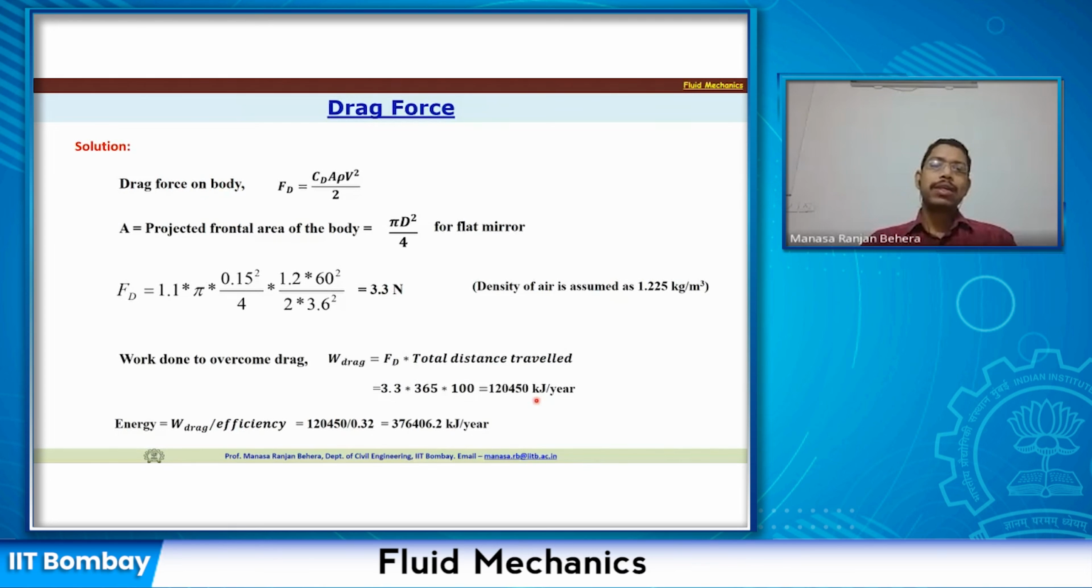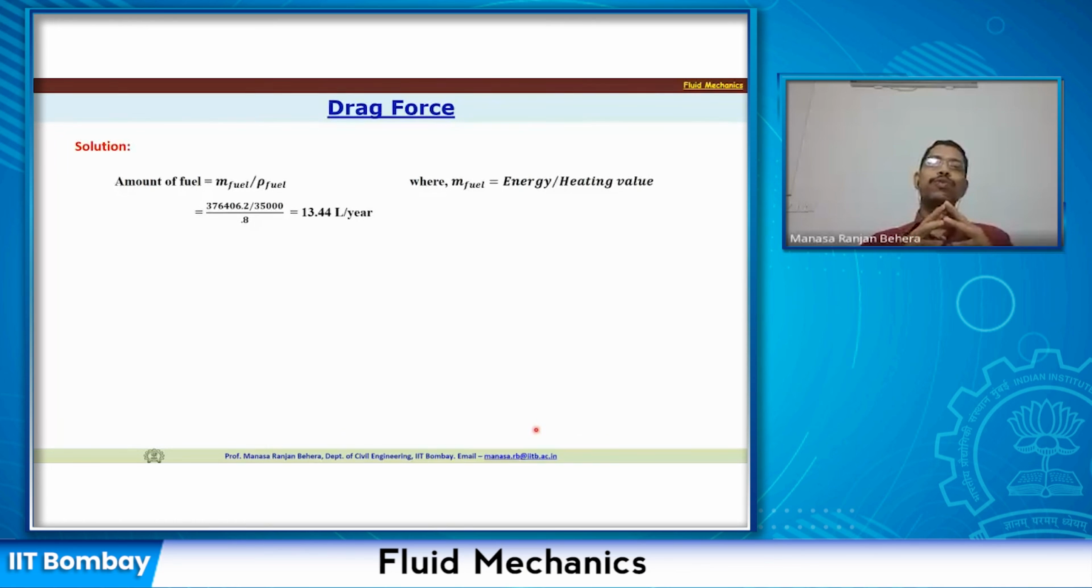The energy we have calculated is theoretical, but there is an efficiency. The efficiency, if we look at it, is 32%. So the energy which is actually required is more, since the efficiency is 32%, for driving the object. So the energy we calculated divided by the efficiency is going to give us the actual energy that is required, which is 376,406.2 kilojoules per year.